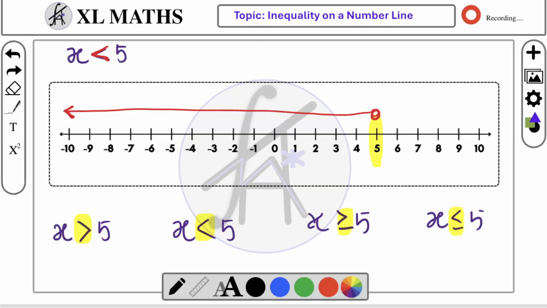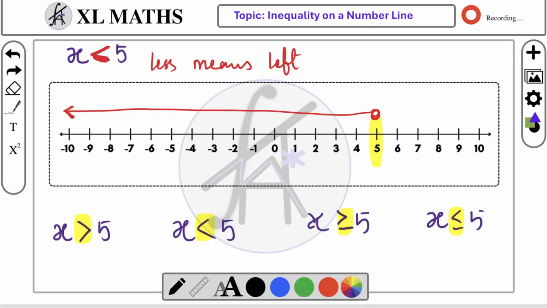First thing is find out the number. If it is 5, you will find out 5, draw an empty circle over there and move towards left. It's a lesser symbol. Less means left. Just remember that. And even the arrowhead, if you see the symbol, points towards the left direction.